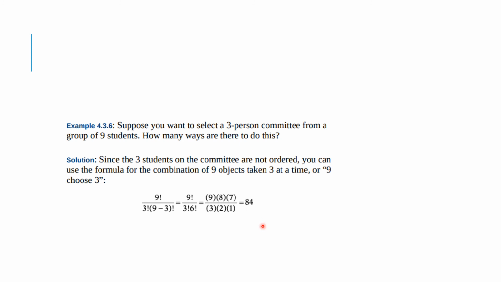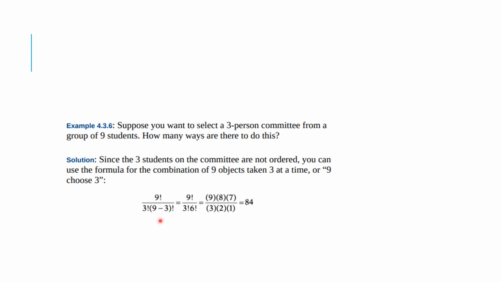Okay, let's have a look at another example. Suppose you want to select a 3-person committee from a group of 9 students. How many ways are there to do this? Since the 3 students on the committee are not ordered, you can use the formula for the combination of 9 objects taken 3 at a time, or 9 choose 3.